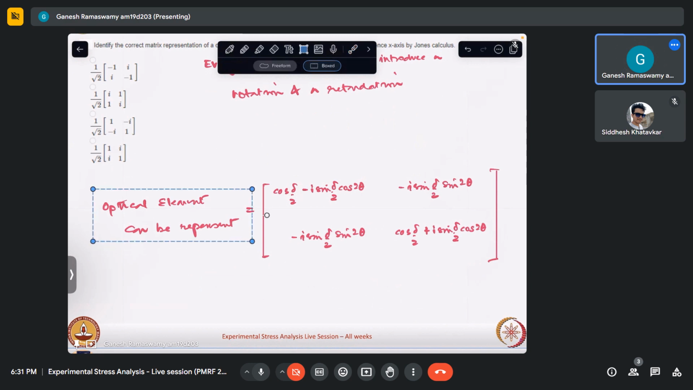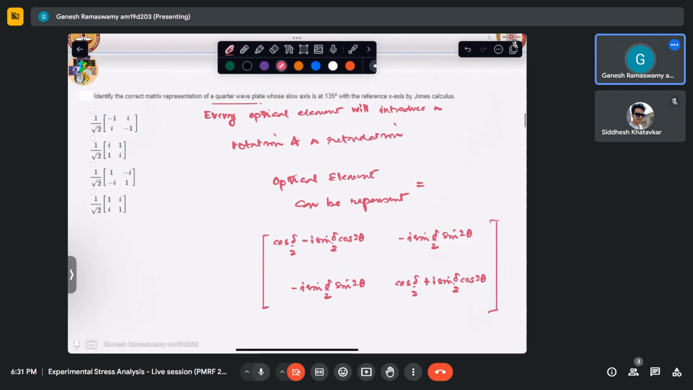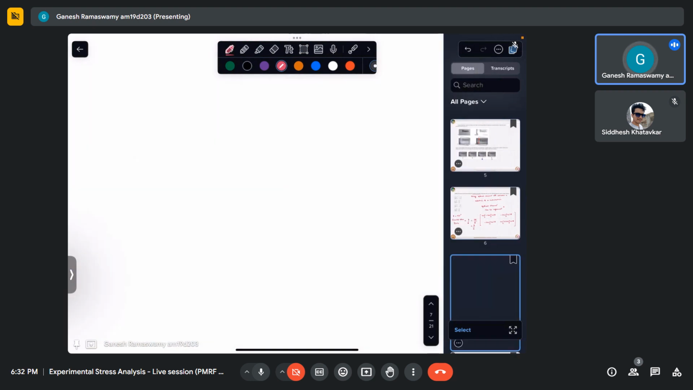So with this background, the question says that we want to represent a quarter wave plate whose slow axis is at 135 degrees. So theta is 135 degrees, and we are saying that it is a quarter wave plate, which implies that the retardation brought about is one wavelength by 4, and one wavelength we know is 2 pi. So the retardation brought about is pi by 2, which is what we have to simply substitute here. So let us go ahead and do that.